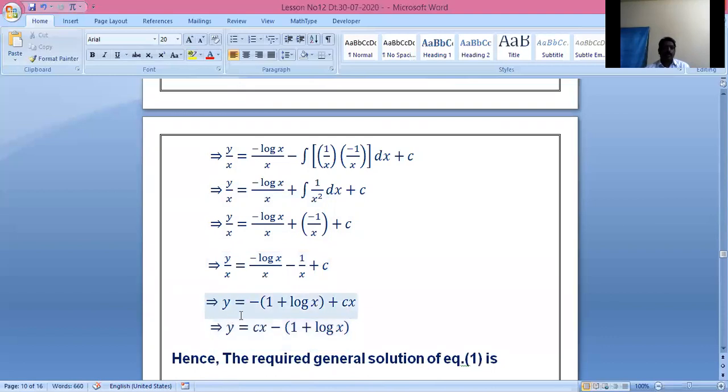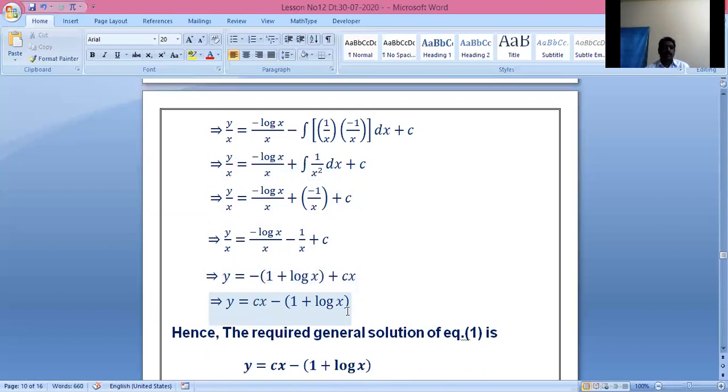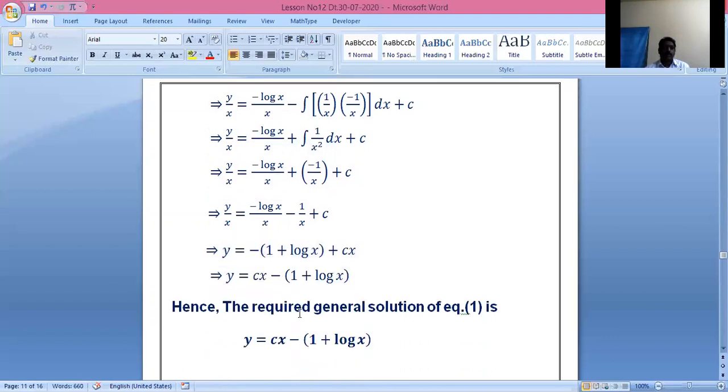That implies y is equal to minus of 1 plus log x plus cx. That implies y is equal to cx minus 1 plus log x. Hence, the required general solution of equation 1 is y is equal to cx minus 1 plus log x.